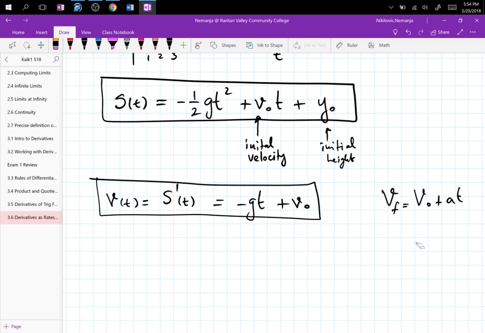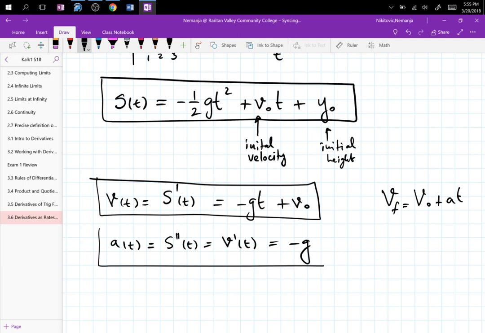So we have the velocity function obtained by taking the derivative of the position function. And then we have the acceleration function. The acceleration function in time is going to be the second derivative of the position function, or the first derivative of the velocity function, which in our case is just negative g. And there it is. So that will be acceleration.